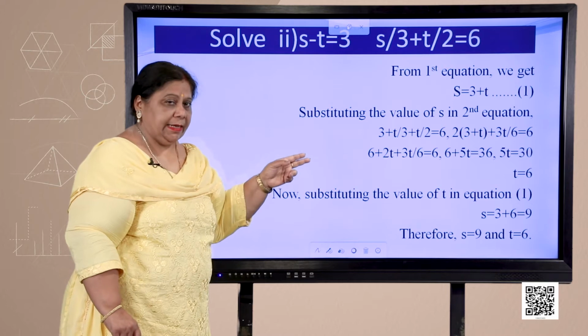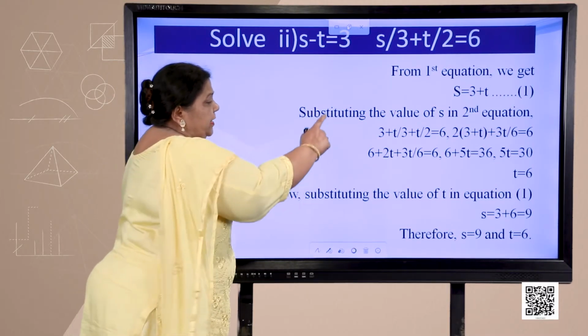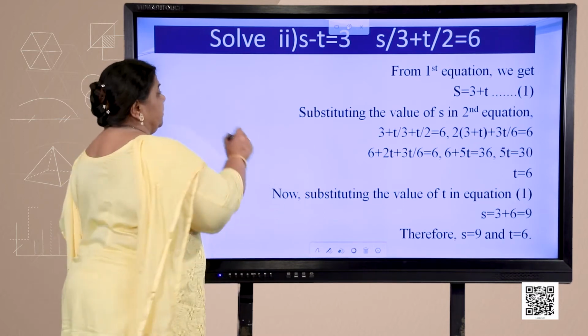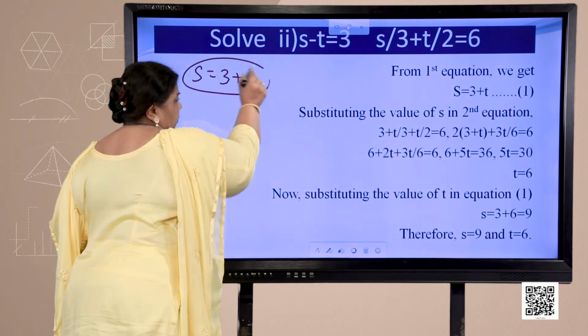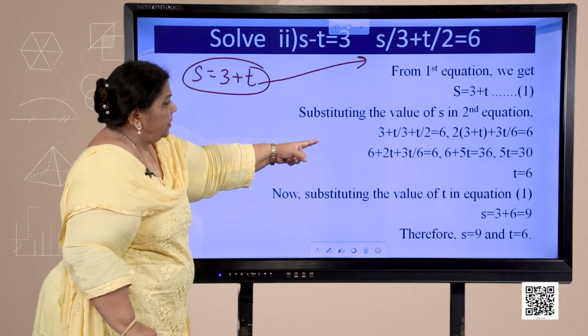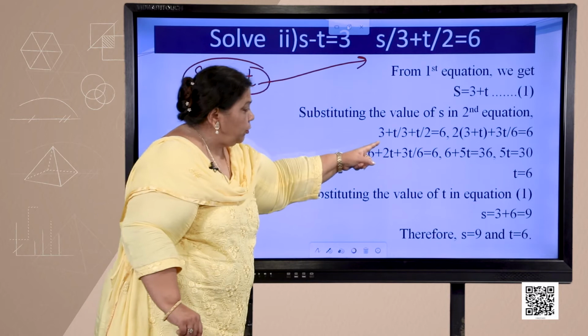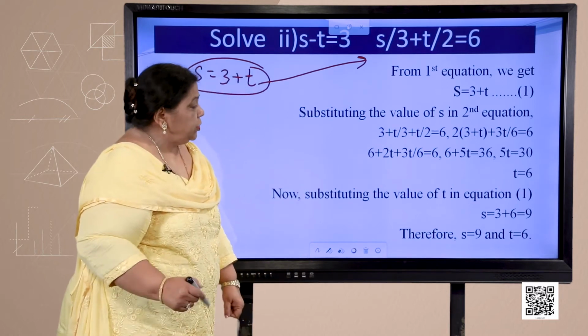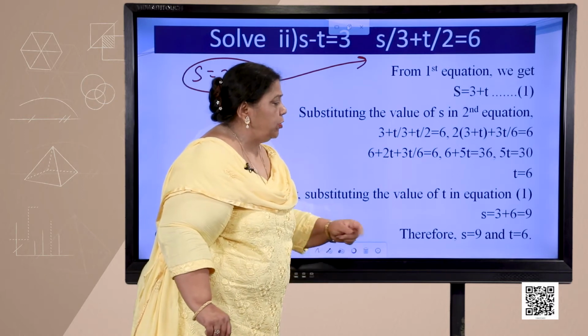So the second part says s minus t is equal to 3 and s upon 3 plus t upon 2 is equal to 6. From the first equation we take the value of s as 3 plus t. s is equal to 3 plus t. This value we will be substituting in the second equation. What do we get? (3 plus t) upon 3 plus t upon 2 is equal to 6, which on solving we get 2 into (3 plus t) plus 3t upon 6 is equal to 6.